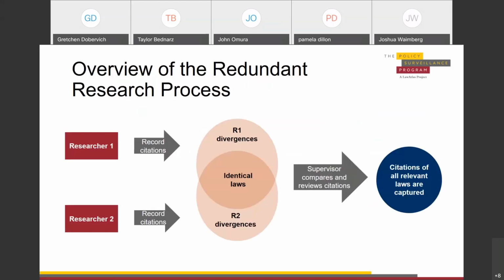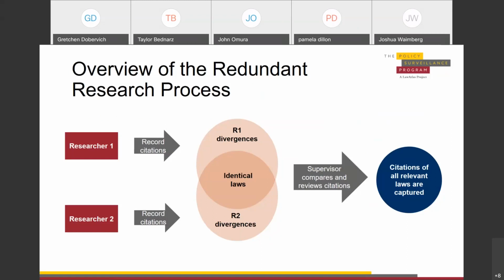So finally, this is basically another version of the overview of the redundant research process. So this sort of sums it up for you. Two researchers independently record citations of relevant laws on their master sheets for a jurisdiction. The supervisor compares and reviews these citations, finding the identical laws and the divergences.